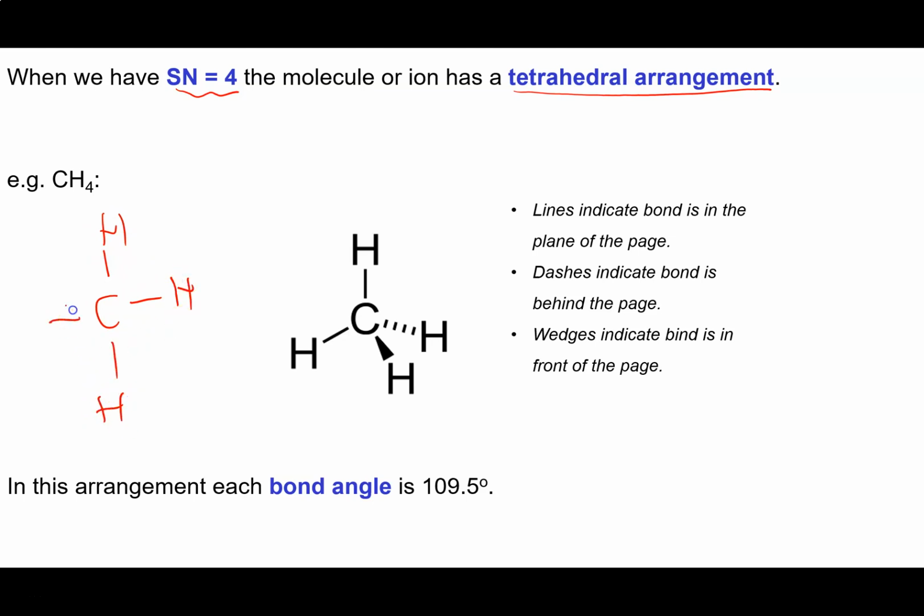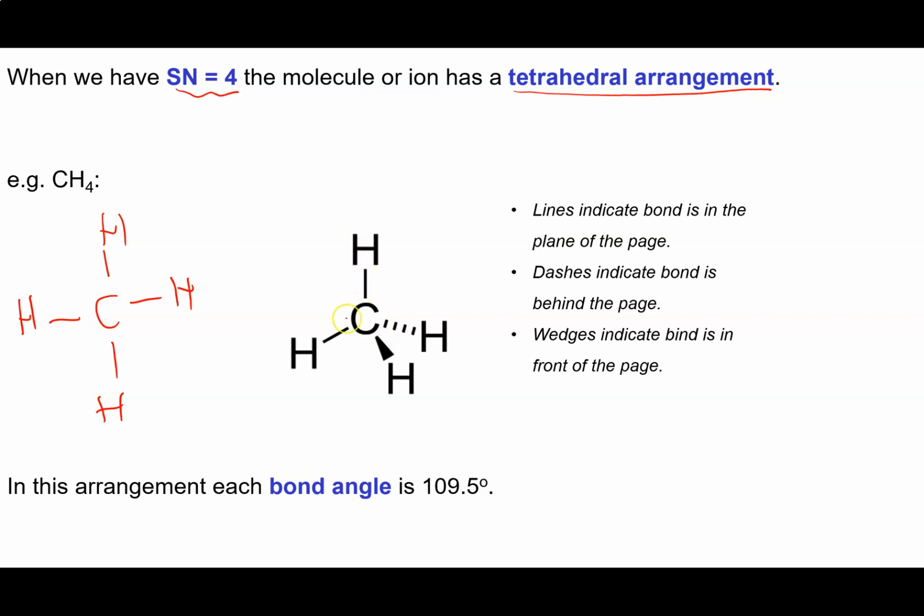Now, the tetrahedral arrangement is the first time that we see that we've moved from having flat molecules to having three-dimensional molecules. And we generally indicate the three-dimensionality of a molecule using what we call dashes and wedges. So in the dash and wedge kind of notation, lines indicate that a bond is in the plane of the page, dashes indicate that the bond is behind the page, and wedges indicate that it's coming out of the page and is in front of the page.